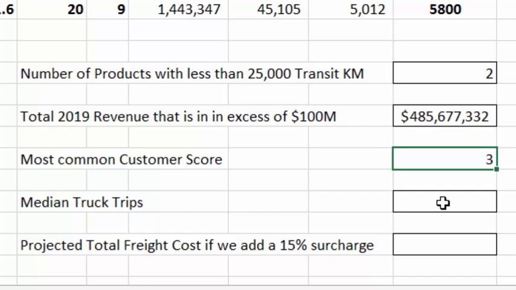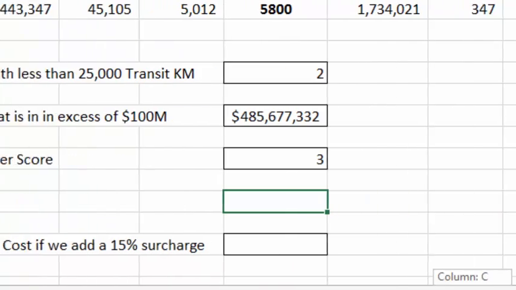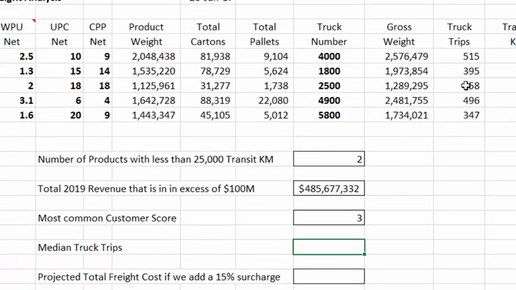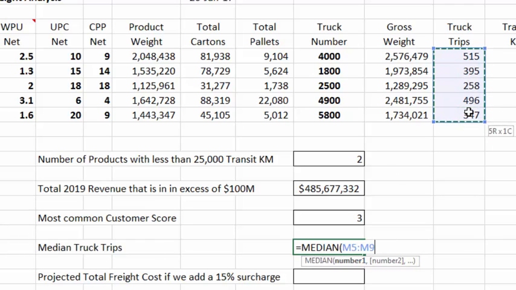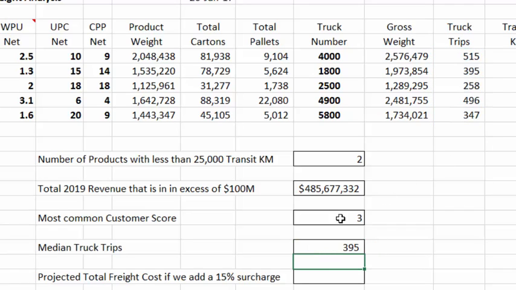Okay. Now, truck trips. These are the number of trips that were made by each truck, and we want to find the median, which is the mathematical halfway point between the highest and the lowest. So you know how to get high, you know how to get low, max and min. Median is simply the exact middle, okay? MEDIAN is the function, and you highlight the numbers that you want the median of. Press enter, and it's 395, right?